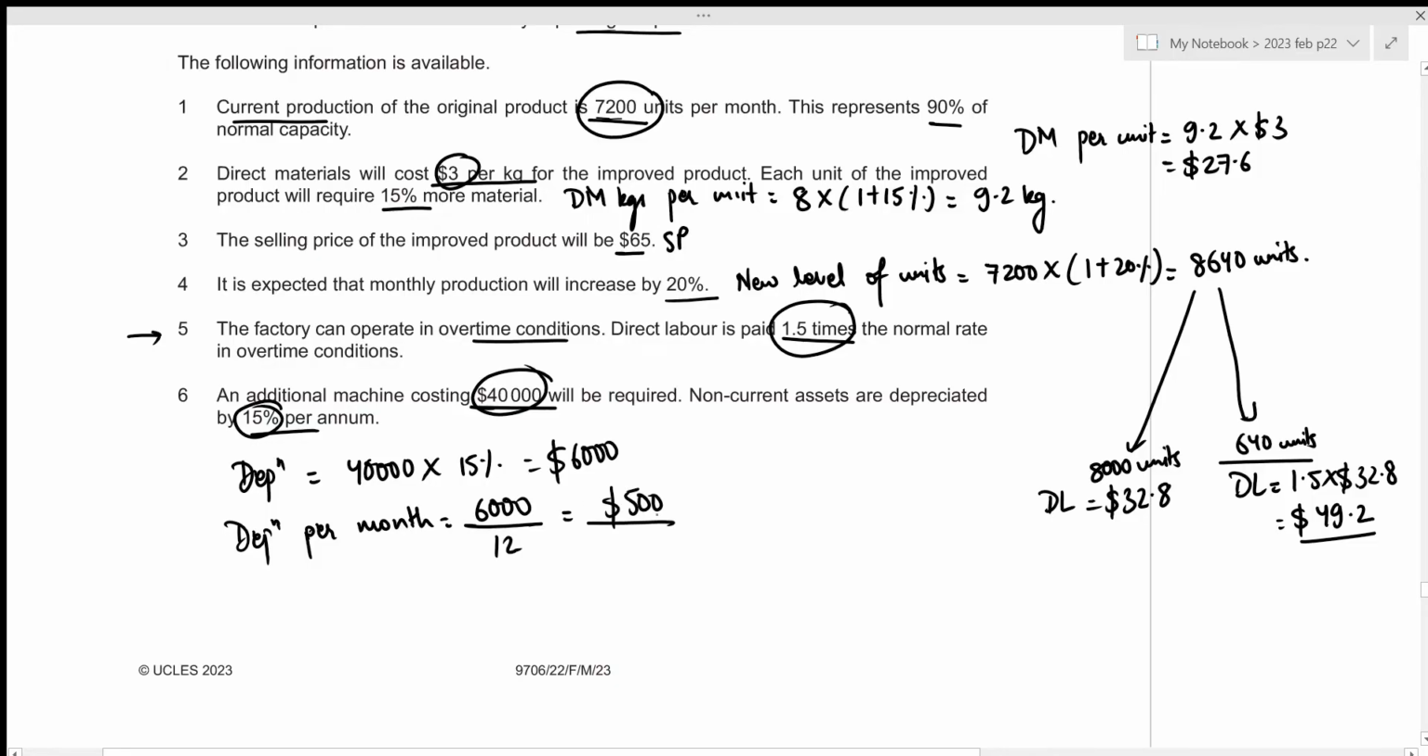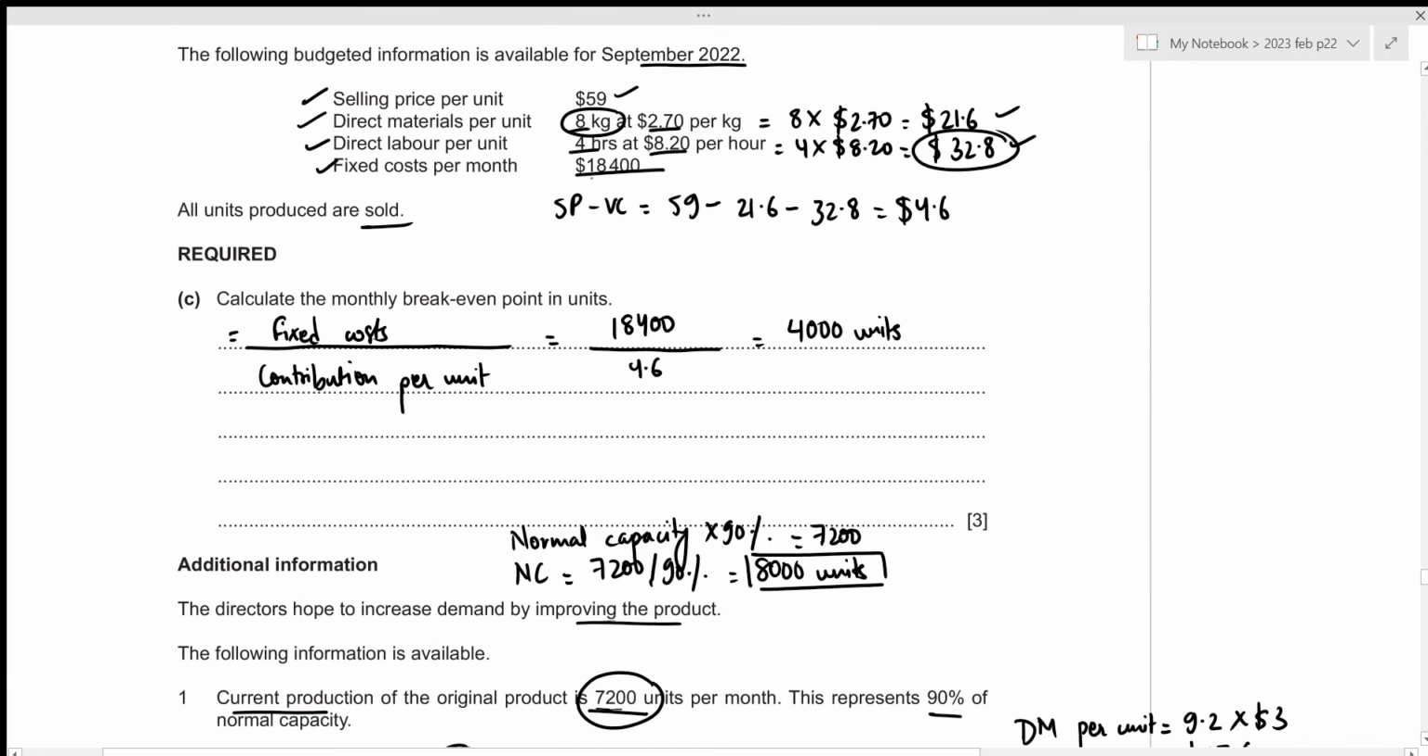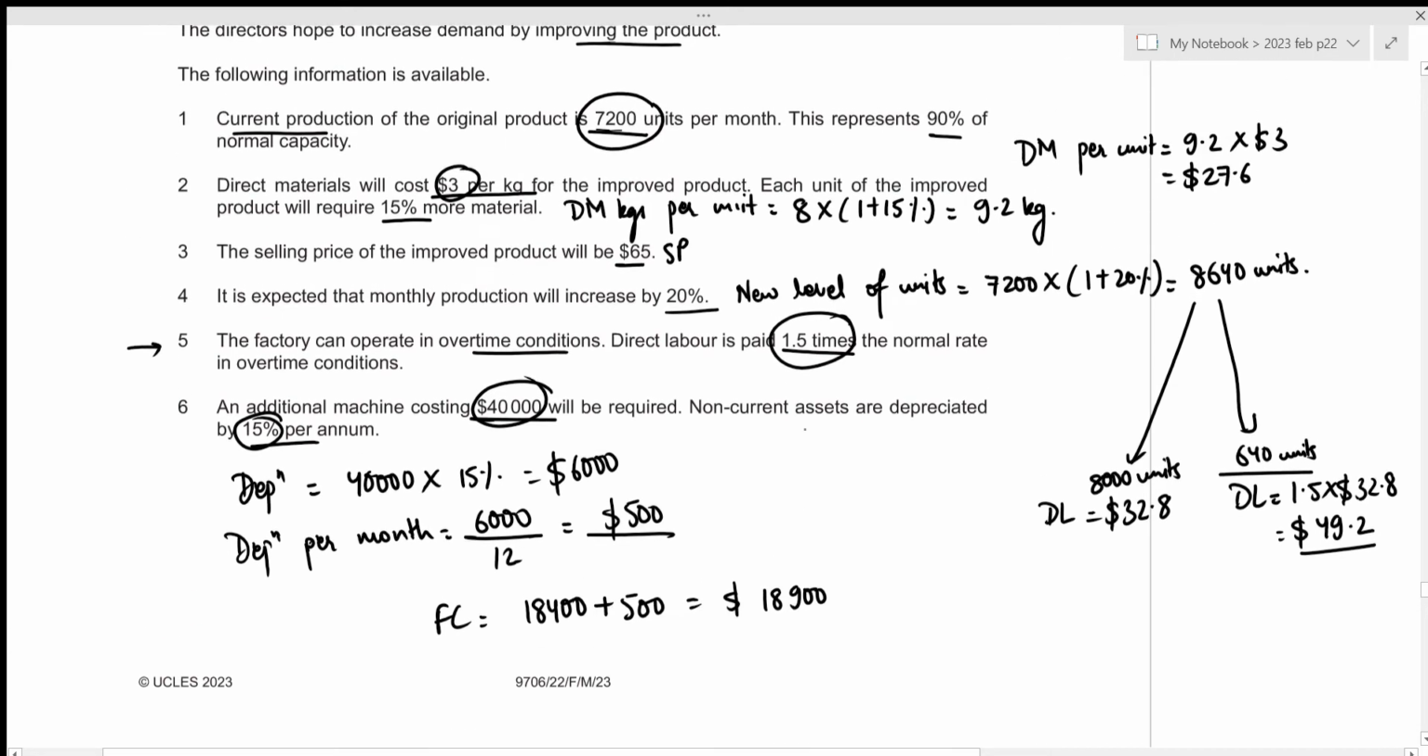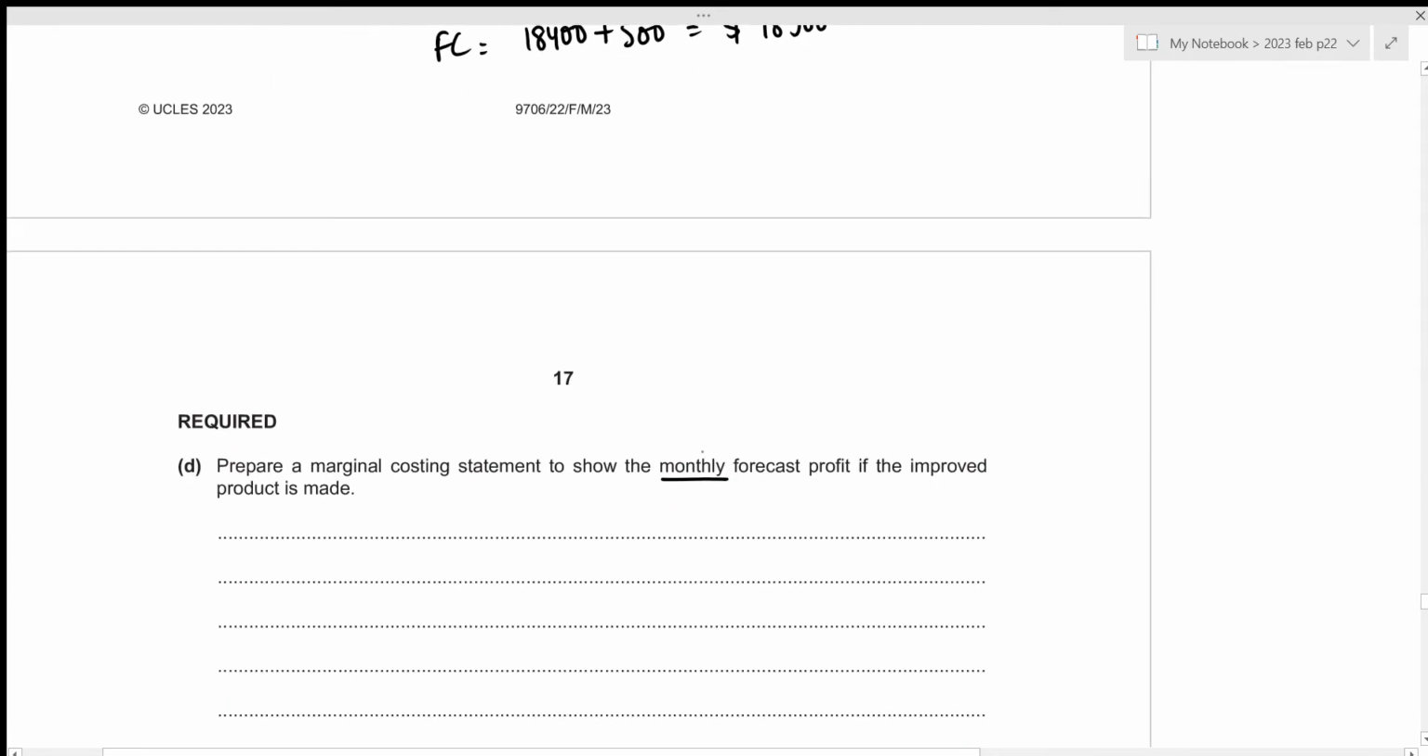And this will now act as our additional fixed cost. So previously, we had the total fixed cost of 18,400. Now we also need to add this 500. This results in the total fixed cost to be 18,900. Okay, so we have already adjusted all of our information. Now we just need to figure out the marginal costing statement to show the monthly forecast profit if the improved product is made. Okay, so this is for the G Limited, and we're preparing a marginal costing statement, which is for the improved product.